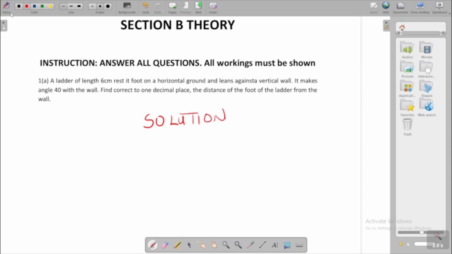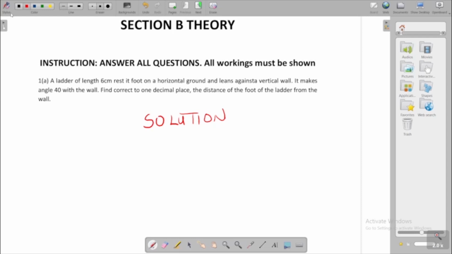So the first question, number 1A, says: a ladder of length 6 centimeter rests its foot on a horizontal ground and leans against a vertical wall. It makes an angle of 40 degrees with the wall. Find, correct to one decimal place, the distance of the foot of the ladder from the wall.